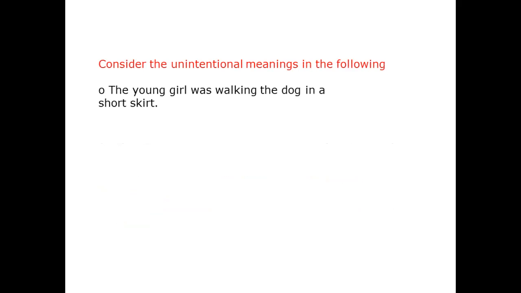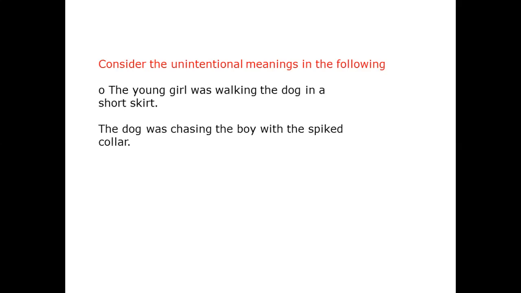Consider the unintentional meanings in the following. The young girl was walking the dog in a short skirt. In this sentence, you can see that the prepositional phrase in a short skirt comes after the dog. But the dog isn't wearing a short skirt. The person who is wearing the short skirt here is the young girl. So, the young girl in a short skirt was walking the dog.